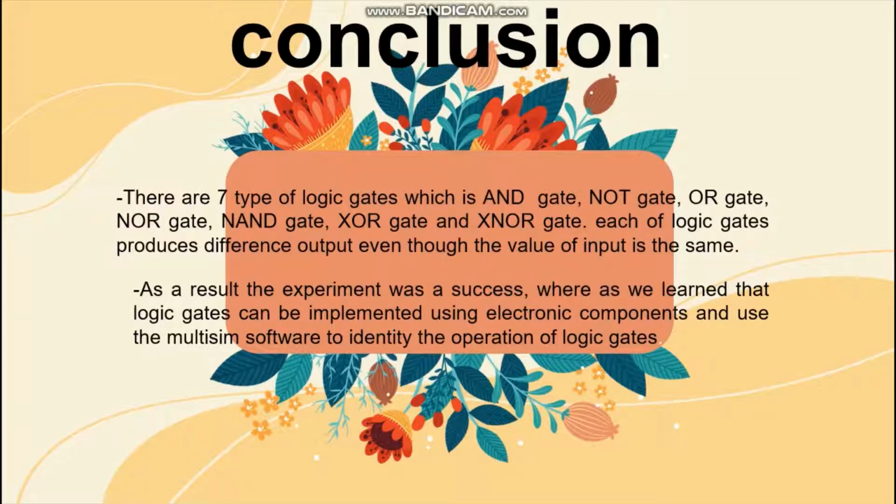Okay, for the conclusion, there are 7 types of logic gates, which are the AND gate, NOT gate, OR gate, NAND gate, NOR gate, XOR gate, and XNOR gate. Each logic gate produces a different output even though the input values are the same. As a result, the experiment was a success, whereby we learned that logic gates can be implemented using electronic components and used the Multisim software to identify the operation of logic gates. So that's all from me. Bye bye.